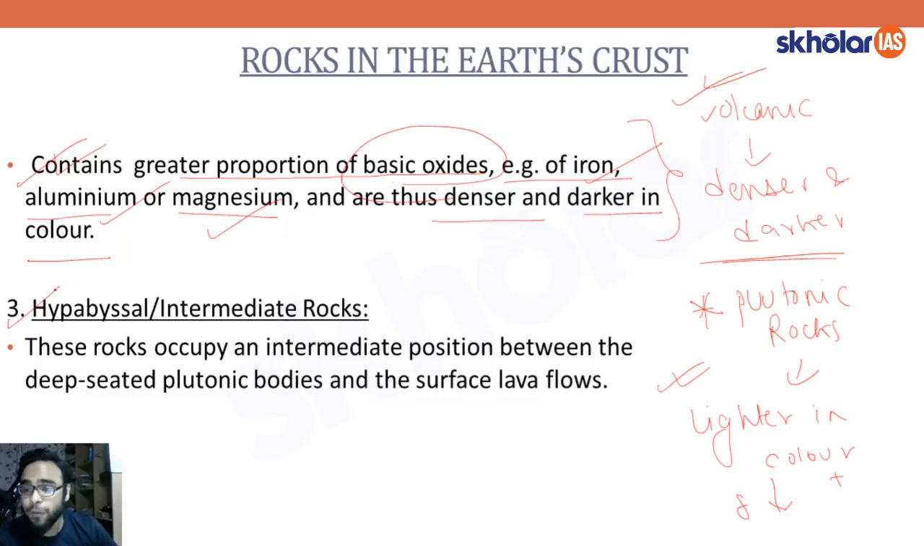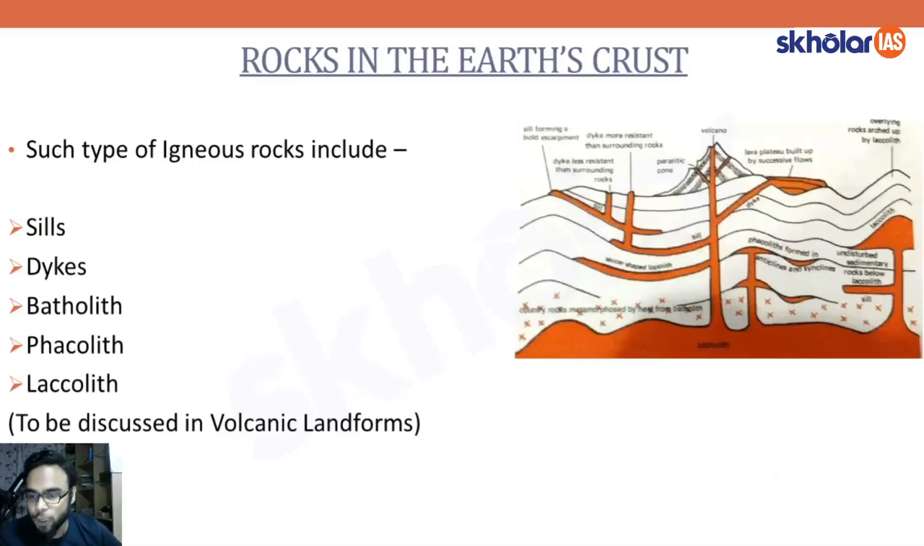The third type of rock that we get is called a hypabyssal or intermediate rock. So till now we had the extrusive igneous rock, then we had the intrusive igneous rock. Now we have intermediate rock. Now what are these intermediate rocks? So these rocks occupy an intermediate position between the deep seated plutonic bodies and the surface lava flows. Meaning what? Meaning that, okay, I will show you a diagram.